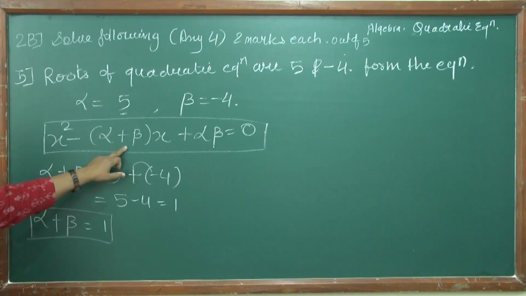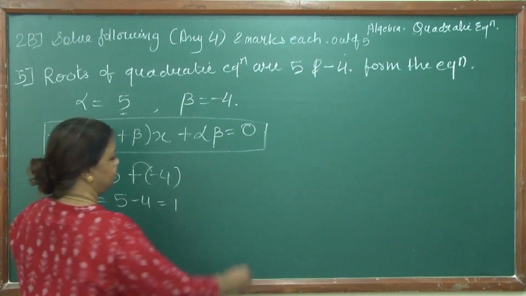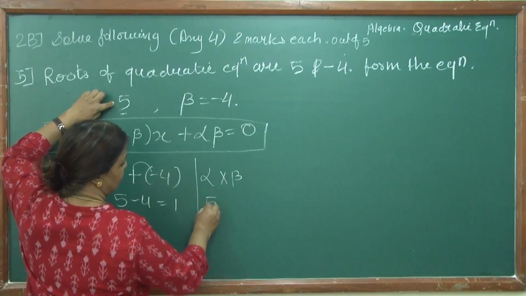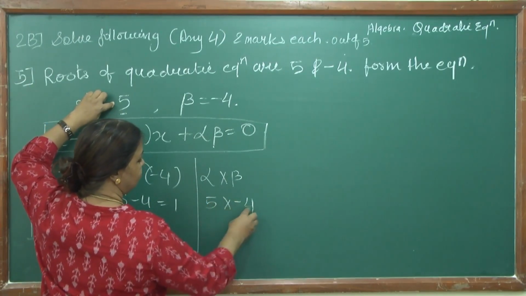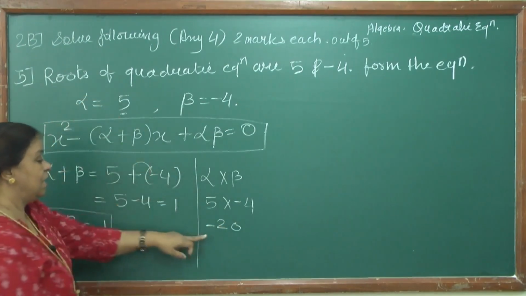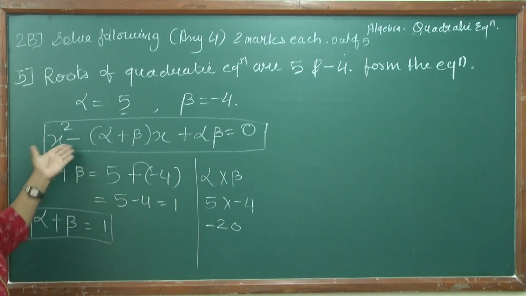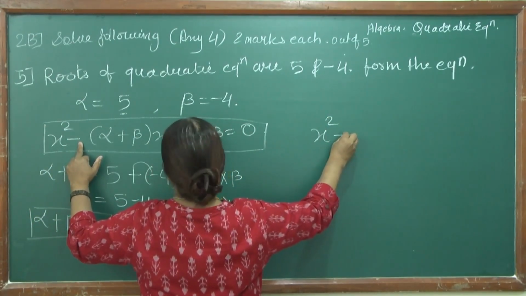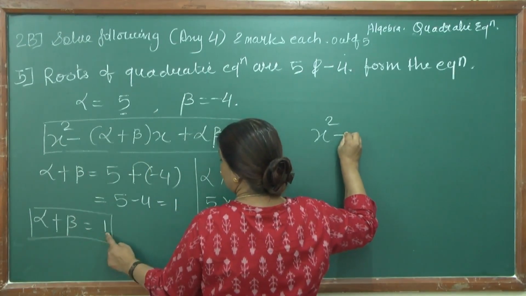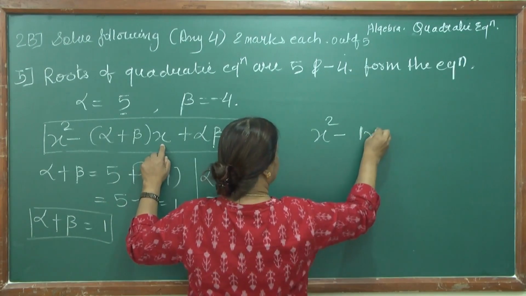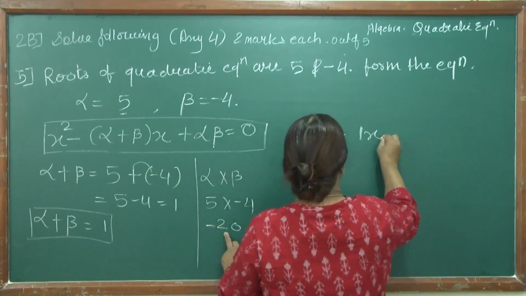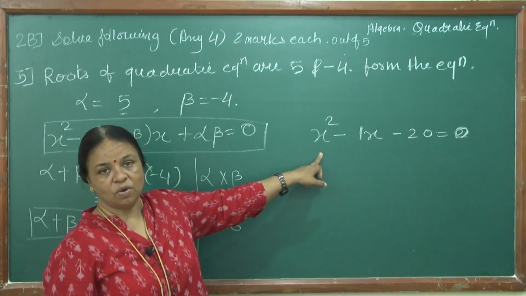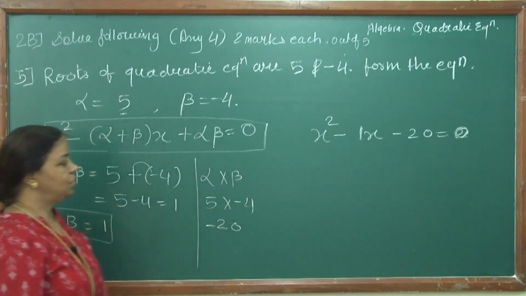Now we got alpha plus beta, we need to get alpha into beta. Alpha is how much? 5 into beta is how much? Minus 4. 5 fours are 20. Sign will be minus, 20. Alpha into beta is minus 20. Now let's place it. This is x square, then minus, then alpha plus beta. How much is alpha plus beta? 1 into x. Then how much is alpha into beta? Minus 20 is equal to 0. This is your required quadratic equation. You can pause the video and solve this, children.